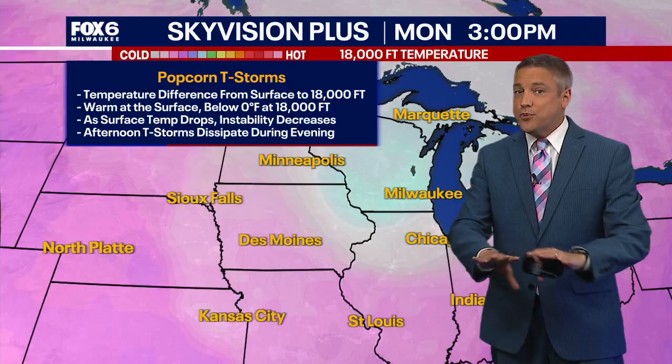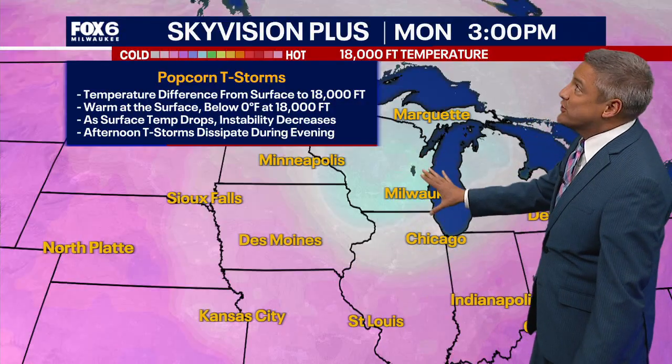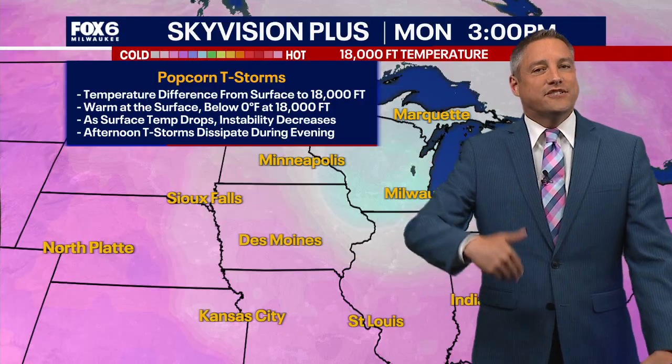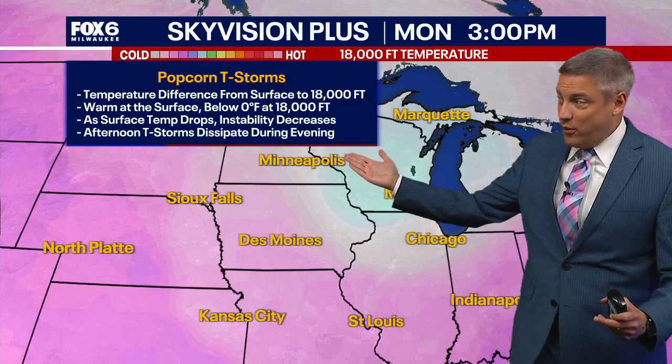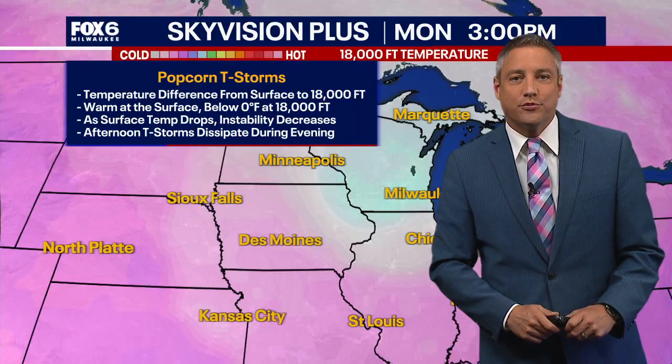But again, it's not just what happens at the Earth's surface. We've also got to look above our heads to see what's going on with those temperatures, because that can lead to some snow in the winter or popcorn thunderstorms in the summer.